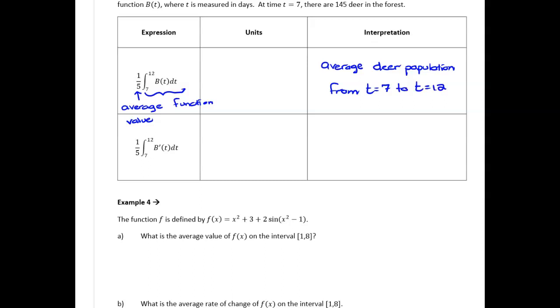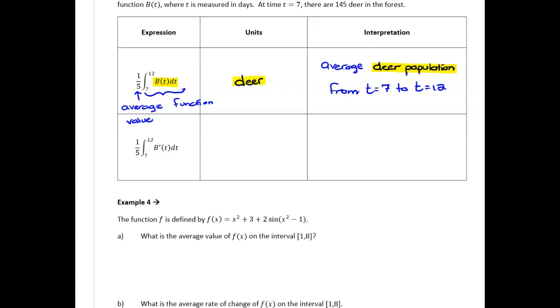That is our average deer population. And when I calculate this, well, average deer population, units of that will be deer. If we are calculating the average value of a function, the units are going to match the units of our function. So 1/5 integral from 7 to 12 of b of t dt. That's our average deer population, and deer population is measured in deer.